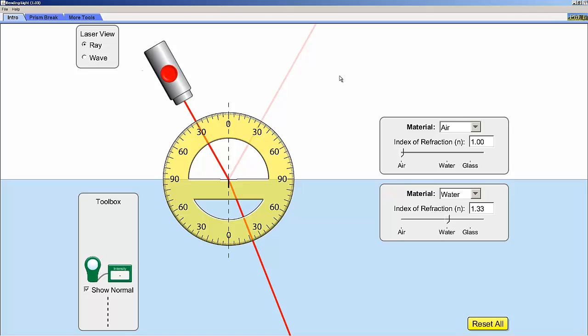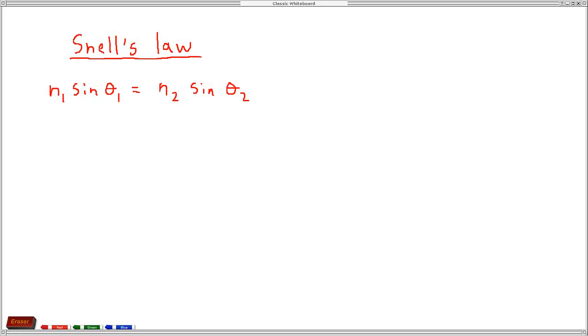Using Snell's law, we ought to be able to come up with the index of refraction of the material. Now we know we're going to come up with 1.33 approximately because we know this is water. But we're going to do the math anyway and see if this is correct, if this simulation works well. Okay, we're going to work Snell's law for the previous situation we just saw in the simulation.